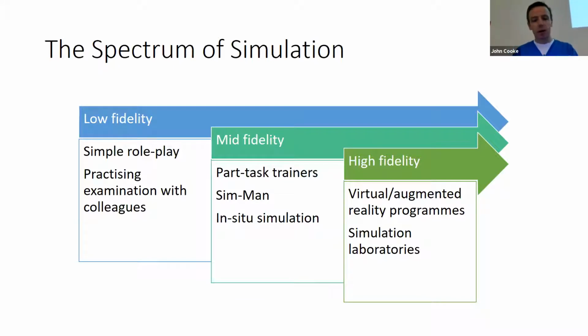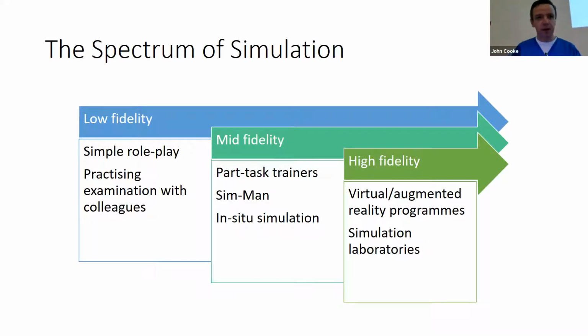Mid-fidelity, so here amongst them are things like part task trainers. We'd all be used to this. This would be the lumbar spine that you use for simulating a lumbar puncture, or the knee that you use for simulating a knee injection. So these are not by any means the entire body, and they can do a very particular task but nothing else. You then get these mid-fidelity simmans. So that was the simulator that I showed you there a minute ago.